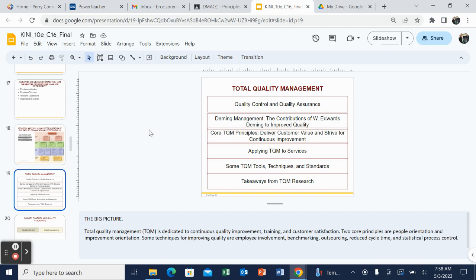We're gonna take a look at Deming management, the contributions of W. Edwards Deming to improve quality. We're going to talk about core TQM principles, so deliver customer value and strive for continuous improvement. We're going to talk about applying TQM to services. We're going to talk about some TQM tools, techniques, and standards. And then we're going to take a look at takeaways from TQM research.